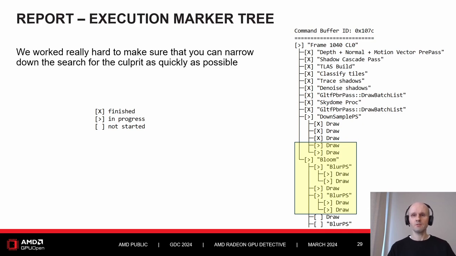The execution marker tree contains a list of command buffers that were in progress when the crash happened. For each command buffer, it presents a hierarchy of user markers and driver markers, indicating draw calls, dispatches, and entire render passes that were not started yet, in progress, or completed at the moment the crash happened. Only the in-progress markers are expanded to make the tree shorter and easier to inspect.